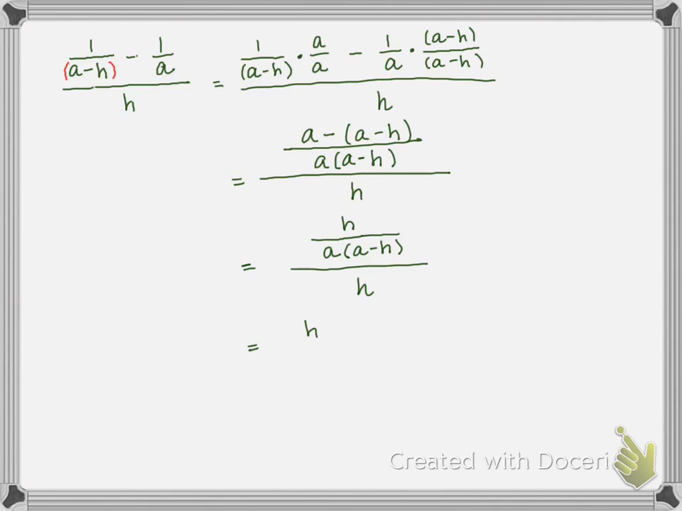So what am I dividing h over a times a minus h by? What am I dividing by here? Good. And so that's the same as multiplying by... You have to show your division by step. 1 over h. Can you just go straight to 1? Sure, just don't screw it up.